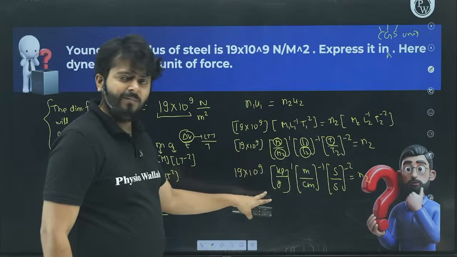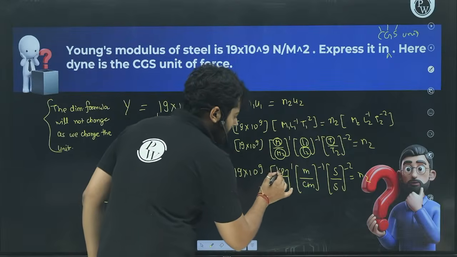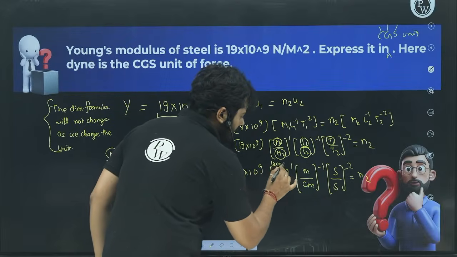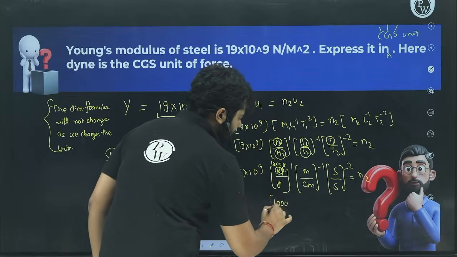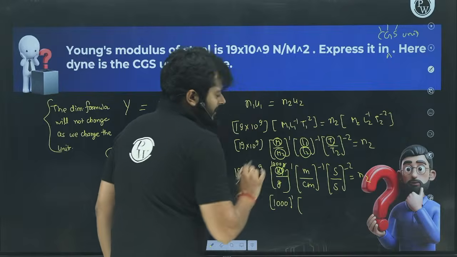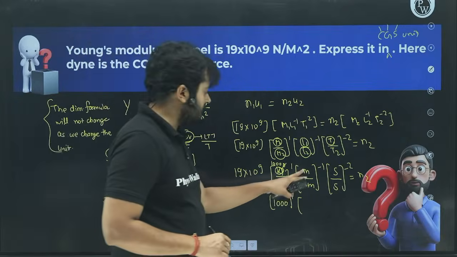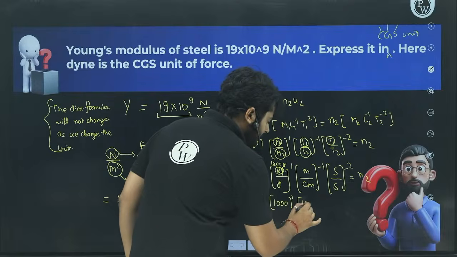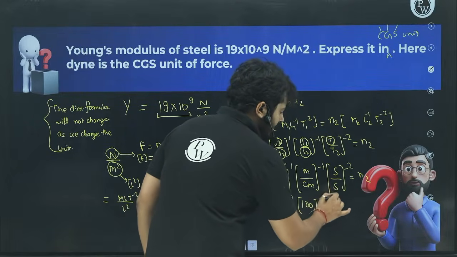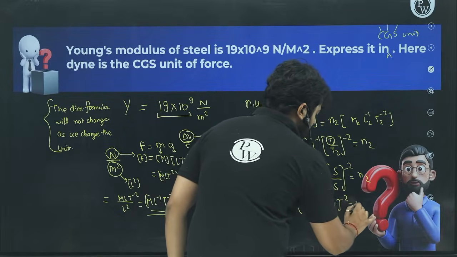So gram and gram will be cancelled out, and I will have 1000 and power is 1, right? In place of meter, I can write 100 centimeters. So 100 centimeter upon centimeter, centimeter will be cancelled out. It is 100 to the power minus 1. Second upon second is 1, right?